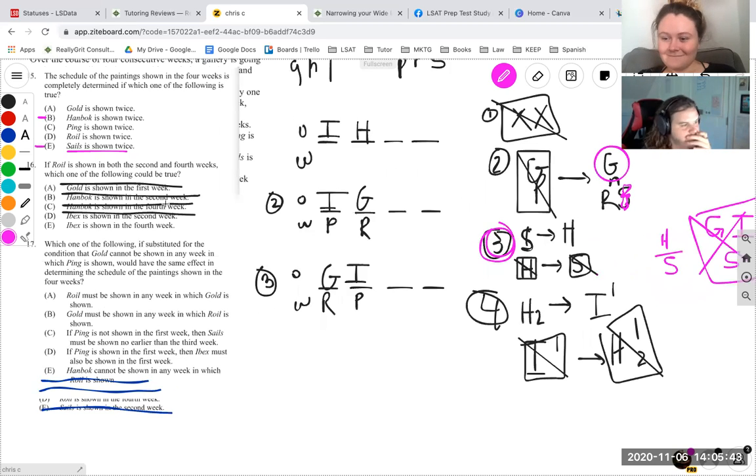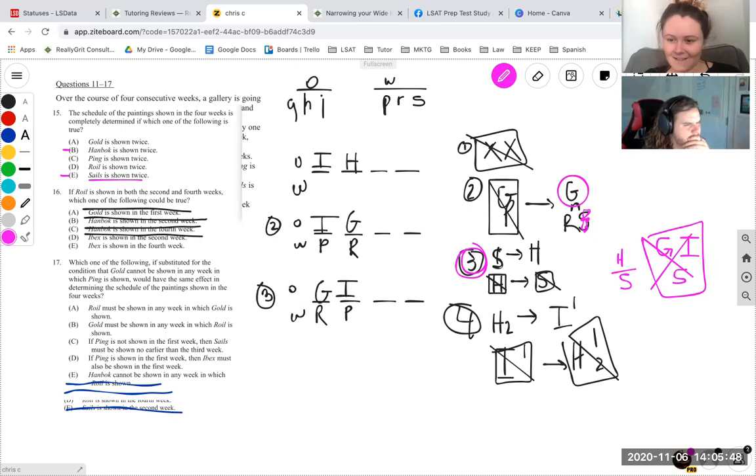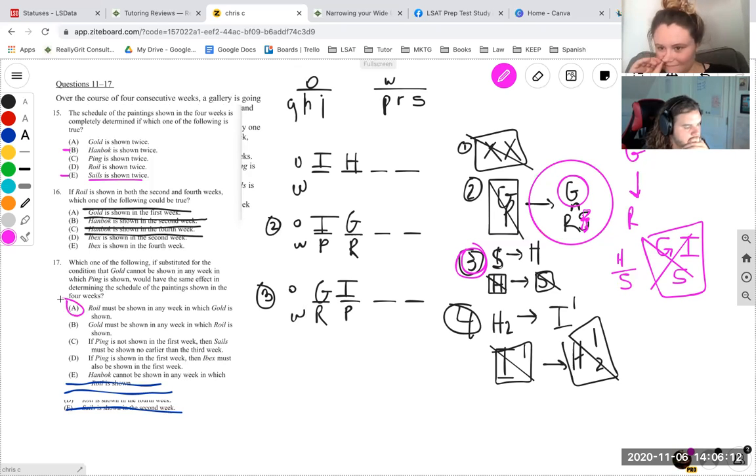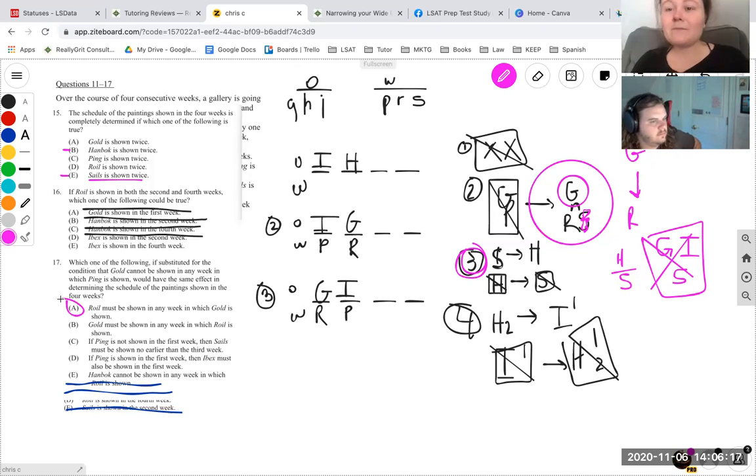Yeah, I don't know, to be perfectly honest. Yeah, we already figured that out. We said our inferences. We said right now, because of that rule, G can only be with R. Okay. Wait, that might be too strong. R is shown. Yeah, R must be shown in any week G is shown. We've already figured that out because we said if G, you have to have R. So this would actually be our answer. Okay. Yeah, that's kind of lucky, to be honest. Oh, no, absolutely. I mean, it's lucky because we made the inferences, but yes.